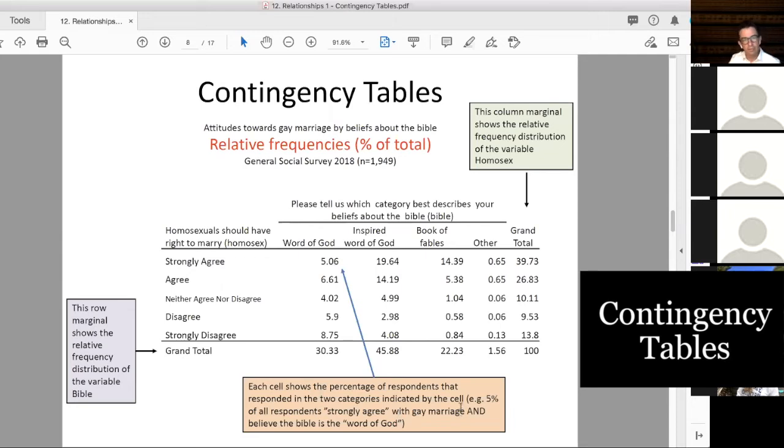Now, if you look at this, all this table here, which one is the most common combination of responses? Which one is the biggest percent in the table? Forget about the marginals, just look in the table.